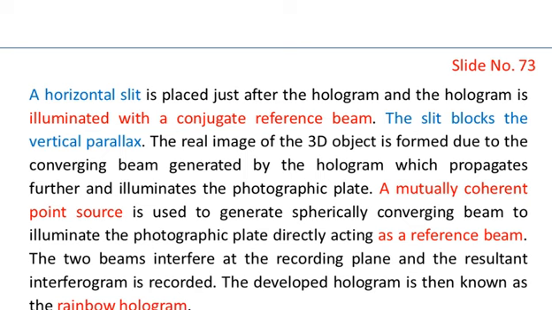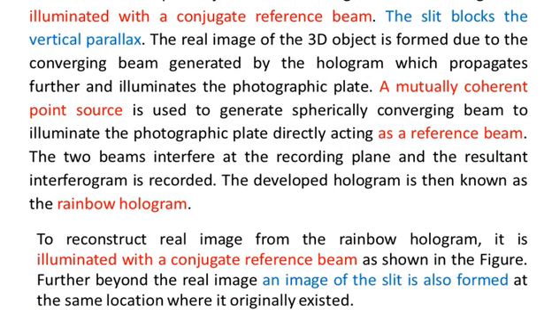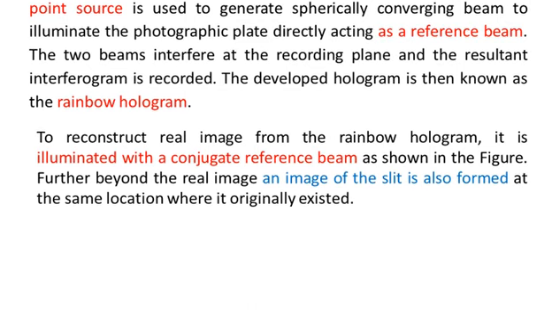The real image of the 3D object is formed due to the converging beam generated by the hologram, which propagates further and illuminates the photographic plate. A mutually coherent point source is used to generate a spherically diverging beam to illuminate the photographic plate directly, acting as the reference beam. The two beams interfere at the recording plane and the resultant interferogram is recorded. The developed hologram is then known as the rainbow hologram.